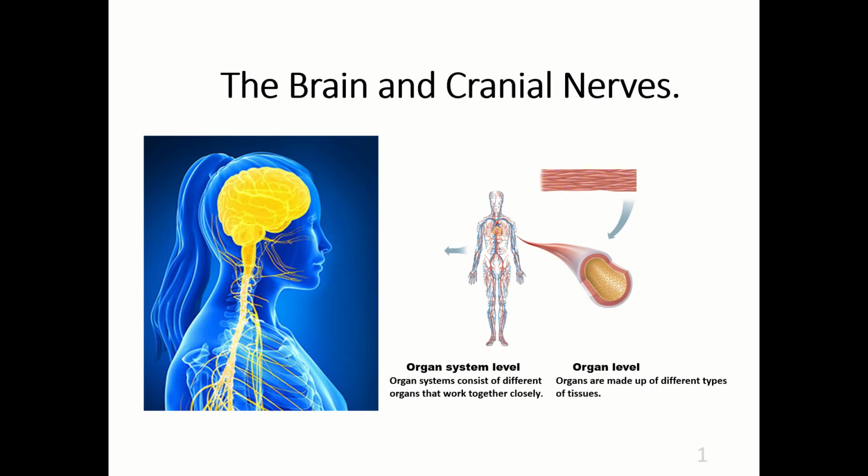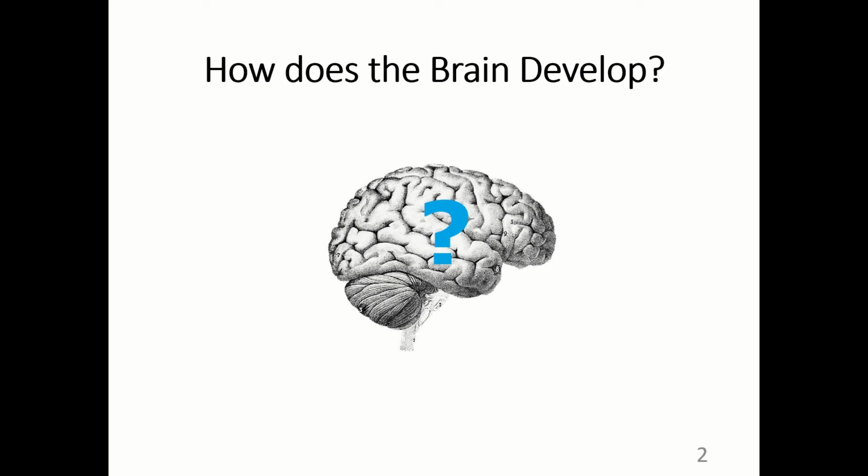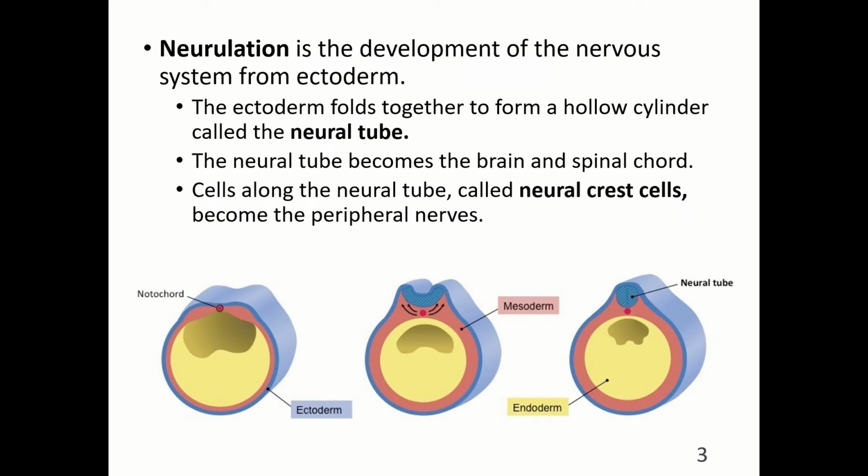This lecture is on the brain and cranial nerves. How does the brain develop? Neurulation is the development of the nervous system from ectoderm. The ectoderm folds together to form a hollow cylinder called the neural tube.